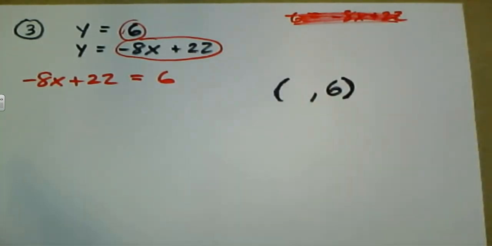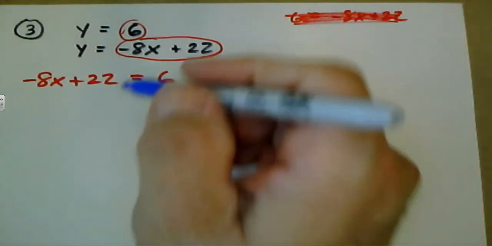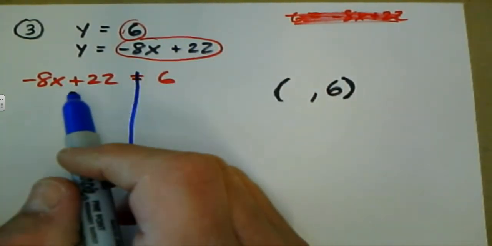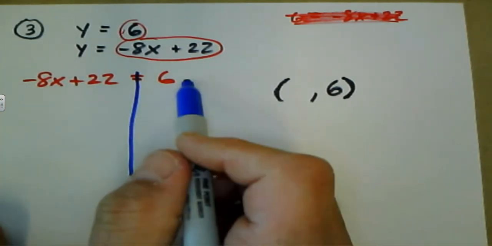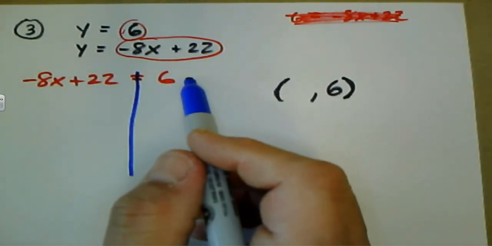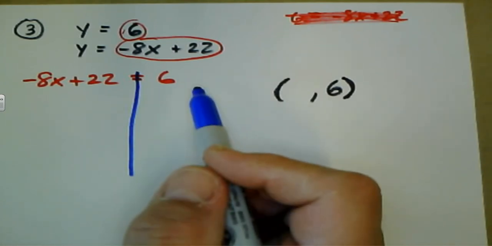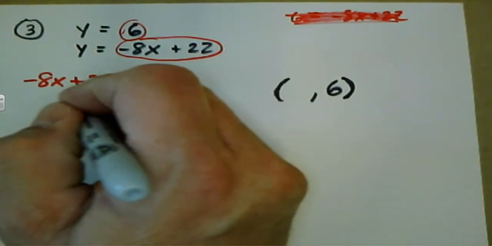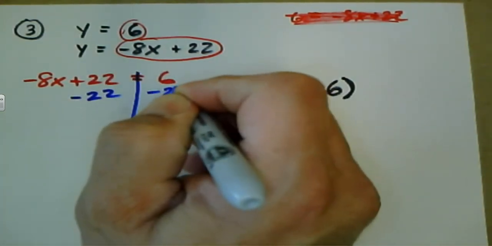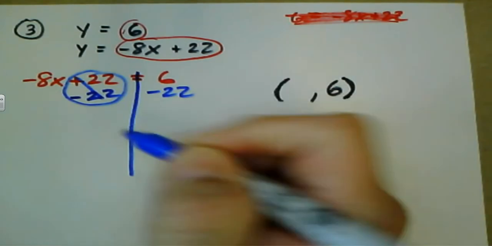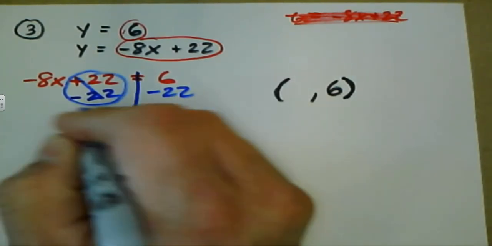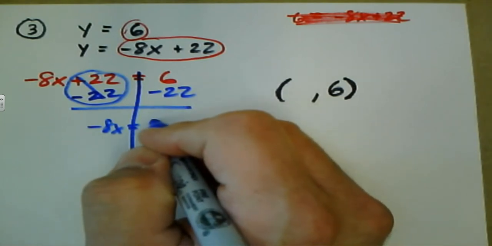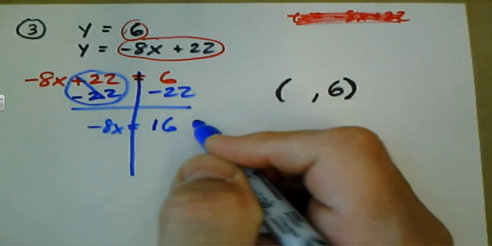Well, we start with our steps. Can we distribute? No, we cannot distribute. There are no parentheses. Can I combine like terms? This has an x, that doesn't. Nope, there's nothing else to combine over here. Is there an extra variable? No, there's no x over here. Is there something added or subtracted to the x? Yes, the 22 is. So I'm going to subtract 22 from both sides of the equation. Negative 8x equals, and 6 minus 22 is going to be negative 16.